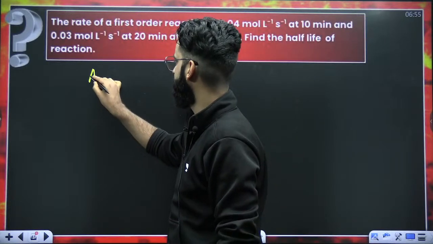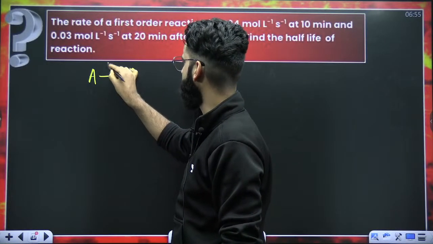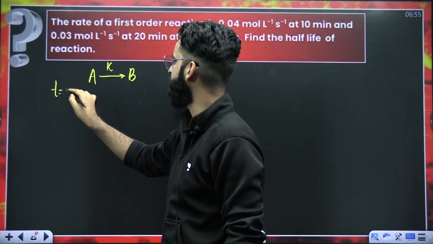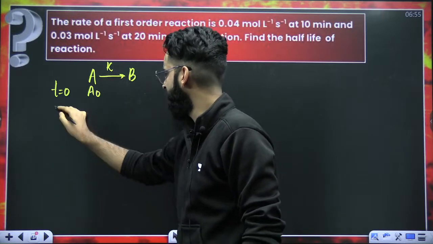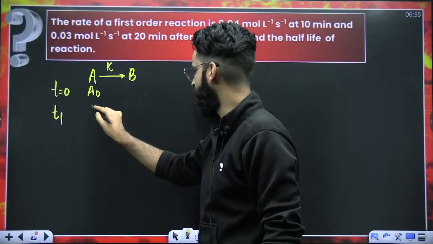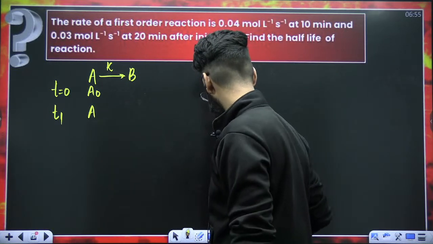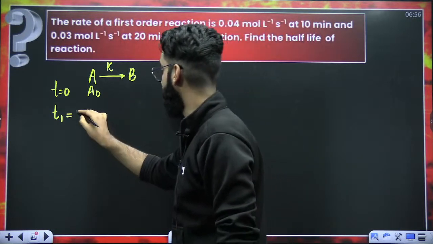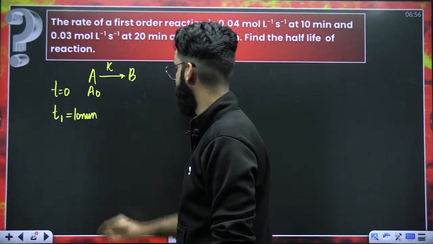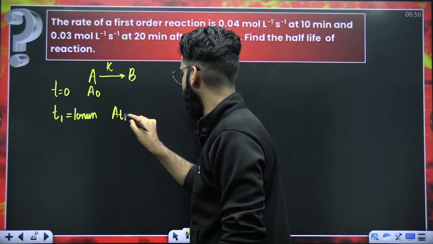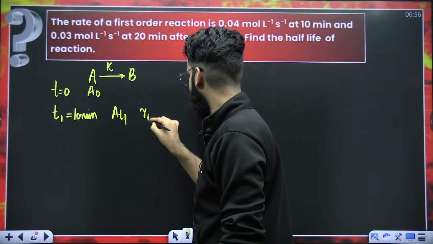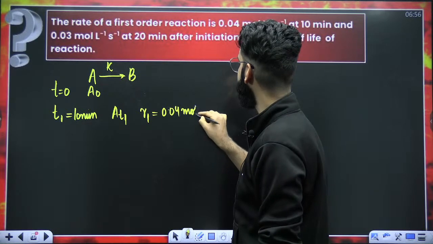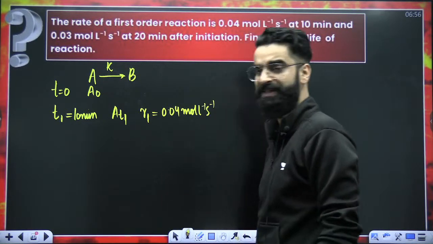The reaction is like this: A gives B, whose rate constant is, for example, K, and it's following first order kinetics. Let's assume that at time t equal to 0, the concentration of reactant is A0. At time t1, which is equal to 10 minutes, the concentration of reactant left is A_t1, and at the same time, the rate of the reaction, which I'm representing with R1, is given to me as 0.04 moles liter inverse second inverse.